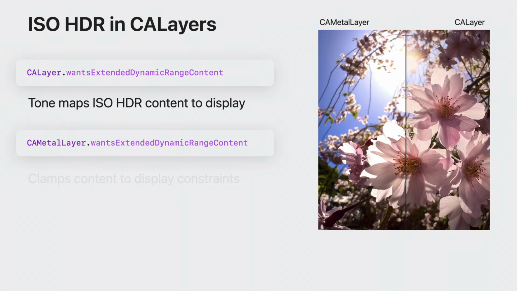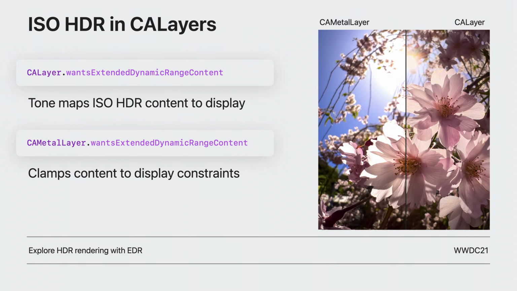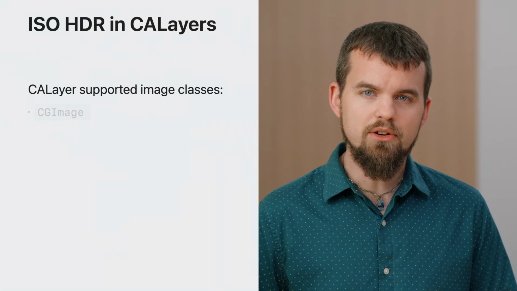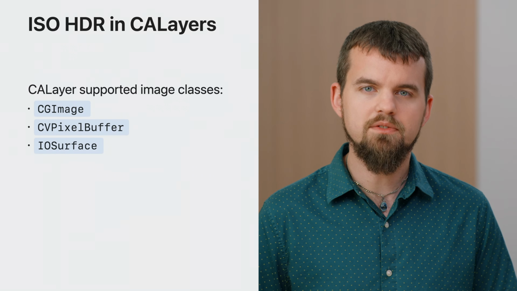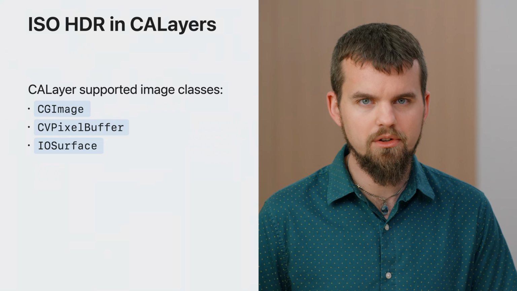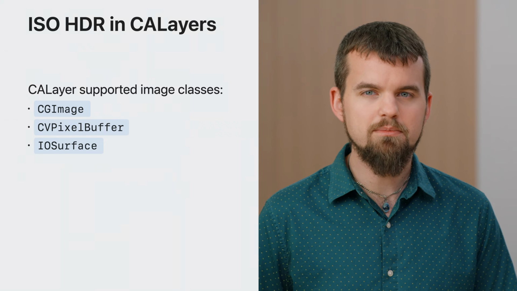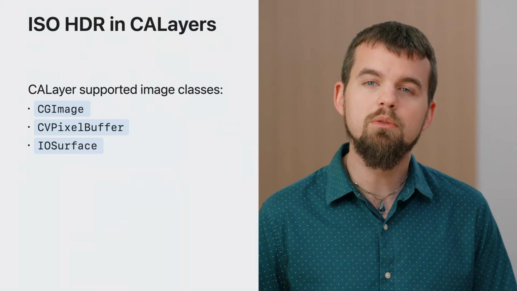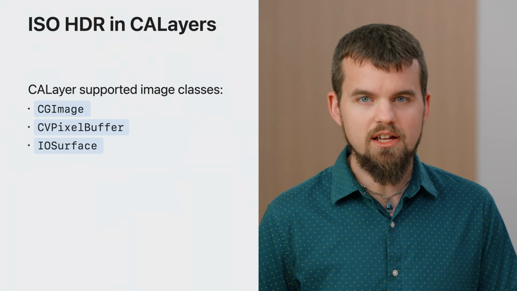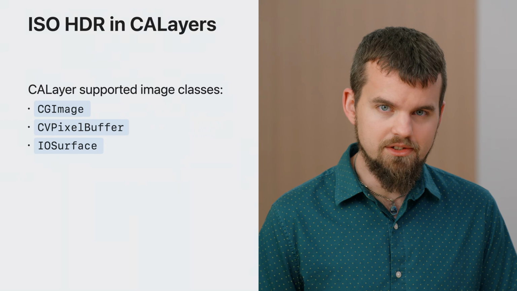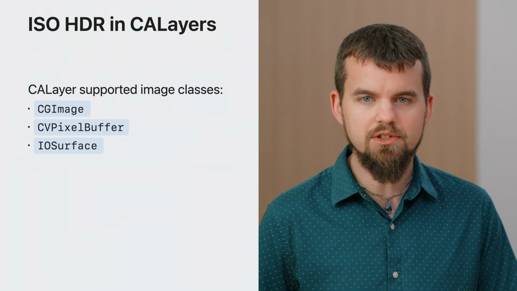CALayers provide a fast and simple way to get HDR content onto the screen, while CAMetalLayers give you the freedom to create your own tone mapping pipeline. To directly use CALayer to render HDR, you must use one of these available classes. An object of type CGImage, CVPixelBuffer, or IOSurface that is tagged appropriately as ISO HDR will be rendered and tone mapped by the CALayer. If you want to use the CALayer directly and aren't using one of these classes, you can use one of the methods David described to convert to them.